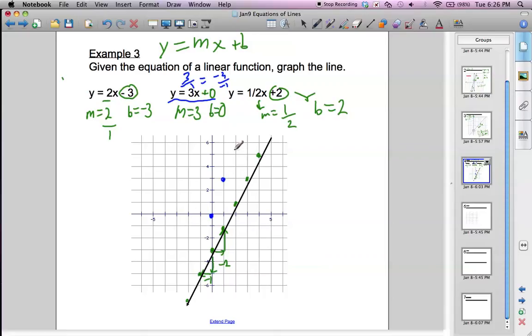Going to the right 1, up 3. Or using the negative numbers here, you go down 3, left 1. Down 3, left 1. And there's going to be your equation of the second line, or your graph of the second line. Alright. Okay, let me graph that there.